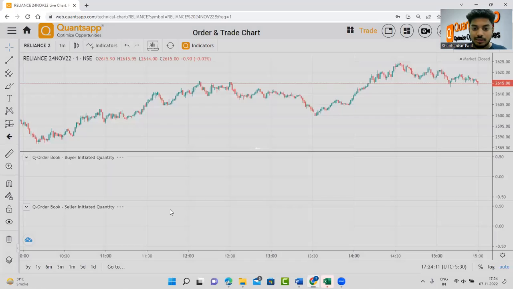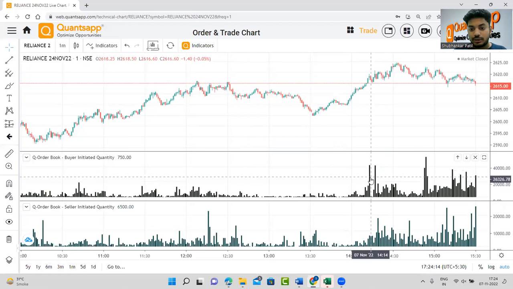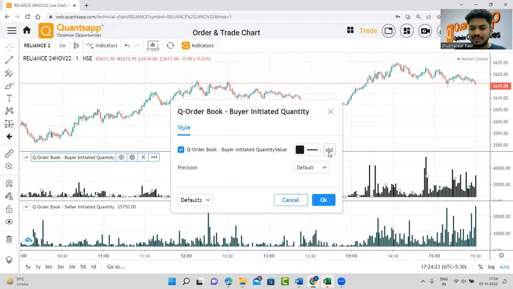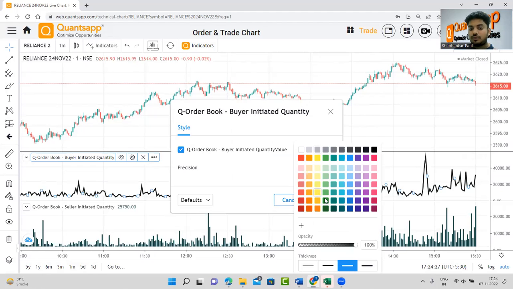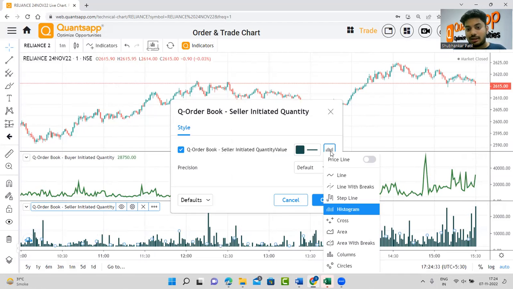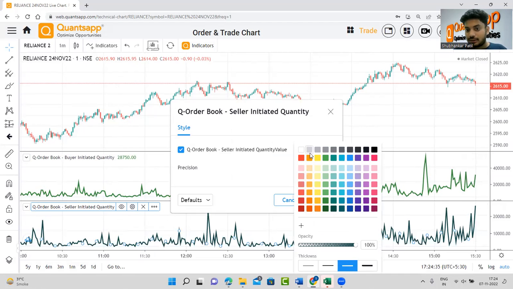Seller initiated quantity means a convinced, aggressive seller who is selling directly on the bid. Just hit apply changes. Now you will see at this point 42,500 quantities were getting bought on the ask versus 7,000 quantities sold on the bid. What you need to do is make it visually much more appealing. Visuals give you a lot of clear trades, right? As they say, images speak louder than 1,000 words. So that's what you need to do.